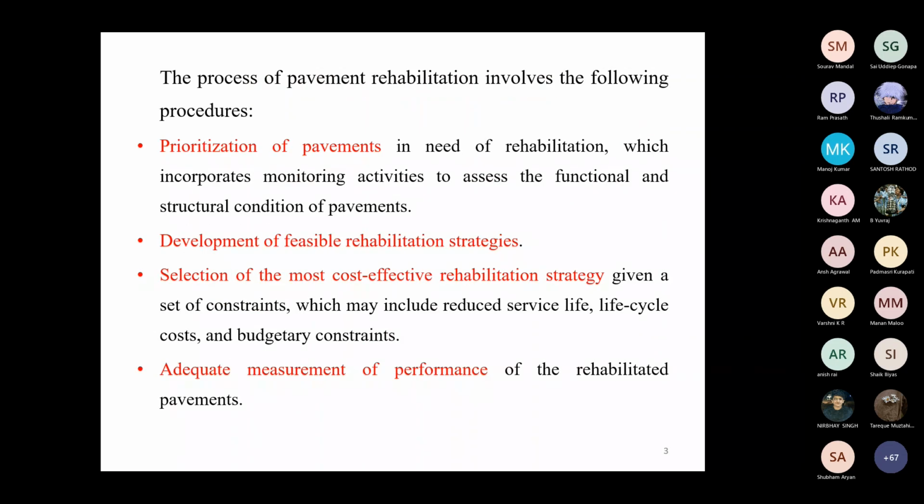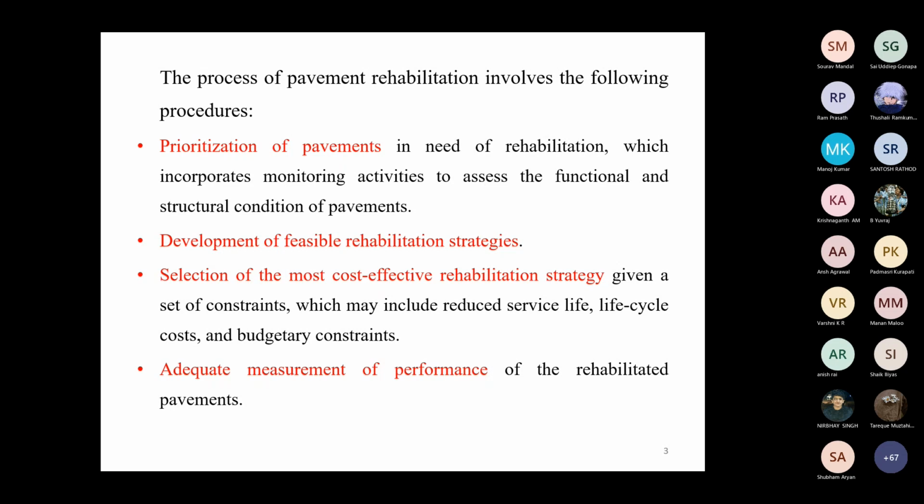The procedure for this is prioritization of pavements. You have already seen this: which pavement or which road requires rehabilitation? That's very important. For that you have to assess or monitor the condition of the pavement, and based on that you can formulate. Then comes development of feasible rehabilitation strategies: when to do it and what type of rehabilitation to give. Then selection of the most cost-effective rehabilitation strategy. That's what you do in a pavement management system. You choose the roads or the maintenance strategy in such a way that you get the most cost-effective method.